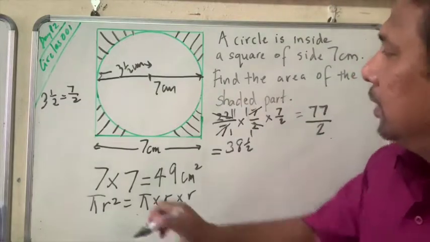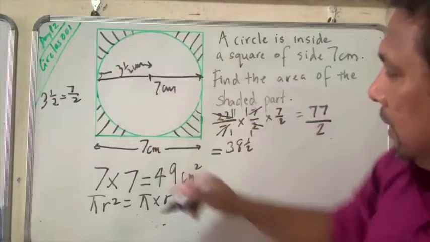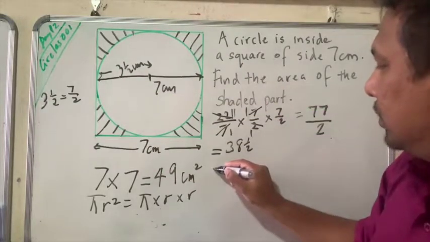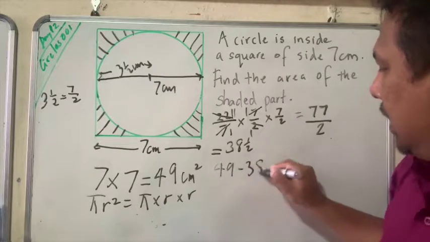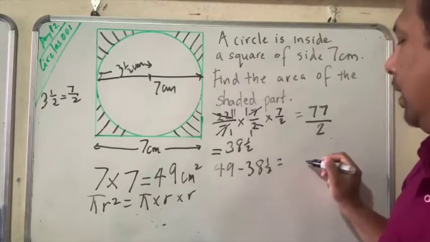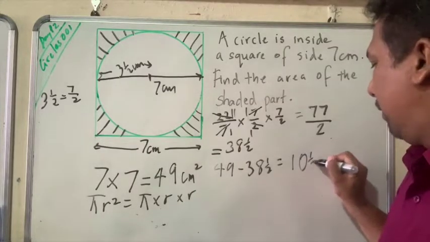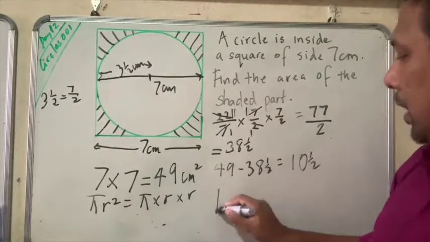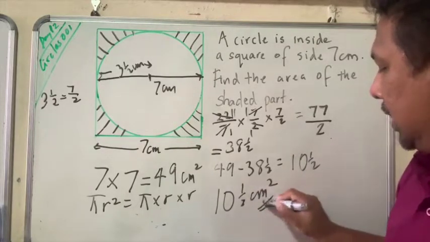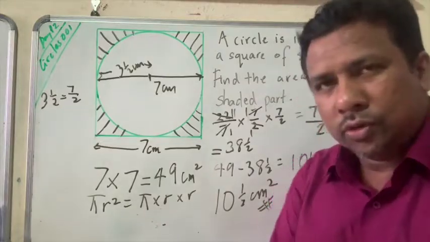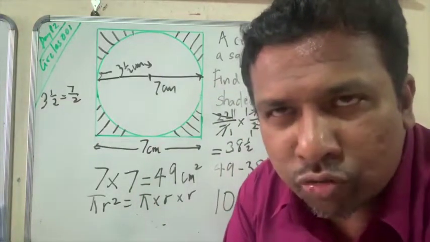Now you take the area of the square minus the area of the circle. Area of square minus area of circle, which is 49 minus 38.5, and your answer is, you get 10.5. So the area of the shaded part is 10.5 square cm. For those who don't understand this concept, I am going to explain with a demonstration in a moment.